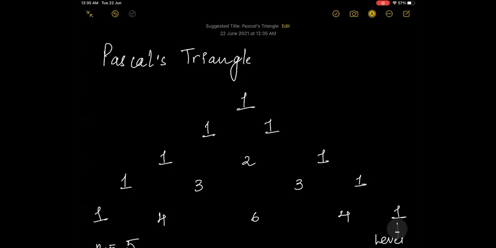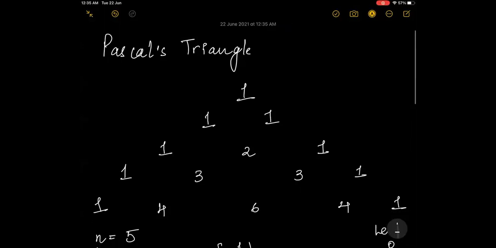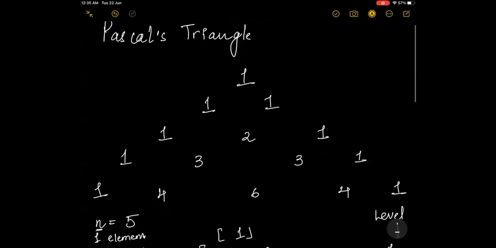Hi guys, so today we'll be solving this problem called Pascal's triangle. Let's understand what we need to do here. So we've been given a number, which is the number of rows needed to form a Pascal triangle. Okay. So what is a Pascal triangle?